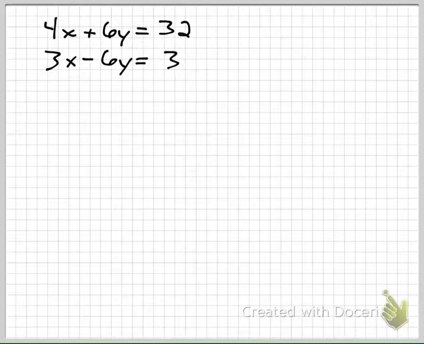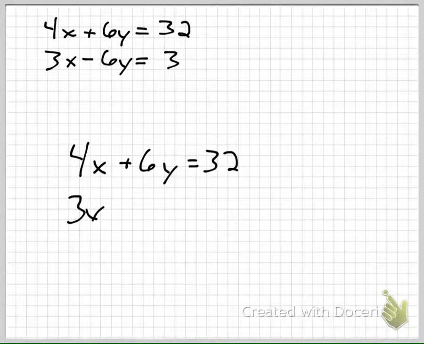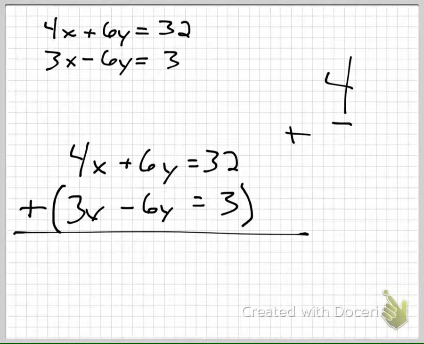Let me show you how to do this. I'm going to leave that up there so we can see. 4x plus 6y equals 32, and 3x minus 6y equals 3. Just like a regular old addition problem. You're going to leave the equal sign in the same spot, but watch what I do. This is very important. I'm going to add them together. I need to put parentheses around this and put a plus sign out here, just like if I was going to do 4 plus 3. Notice there's a plus sign out here. Otherwise, I wouldn't know what to do.